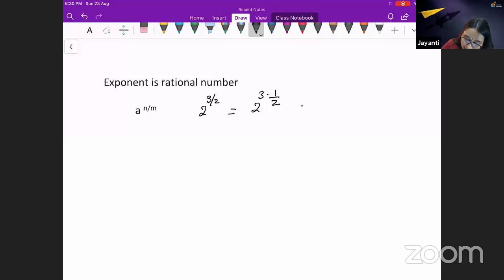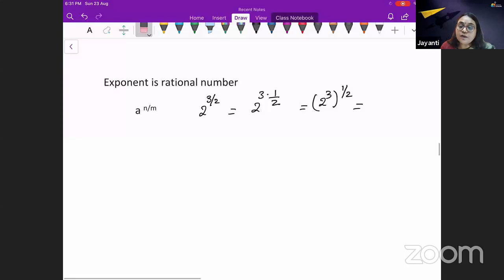So if I add a bracket here, I can write 2 to the power of 3, to the power of 1 by 2. Is this correct? Can I write it like this? Please raise your hand if you think this is correct or not. Have you understood this step? Thank you. So what is 2 to the power of 3?